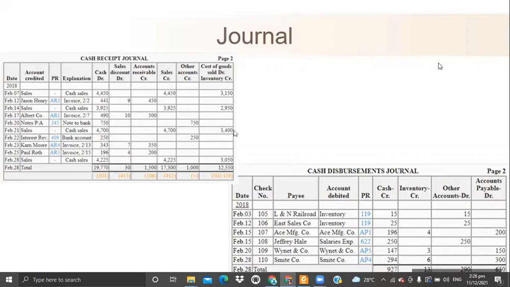And then inventory, and then other accounts. Minsan tinatawag din itong sundry account. And then accounts payable, debit, lalo na pag nagbayad na tayo ng mga pinagkautangan natin. Okay?